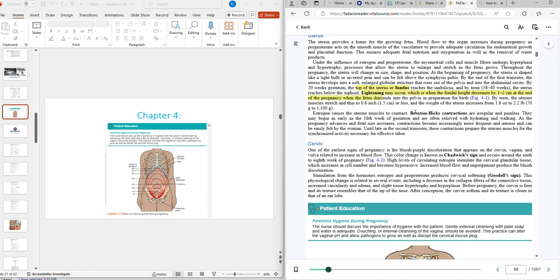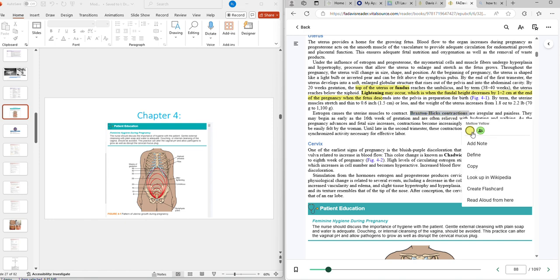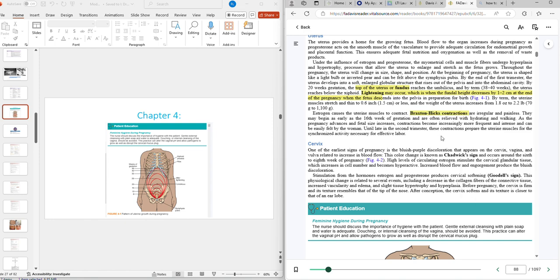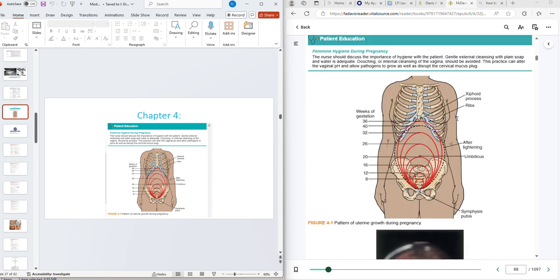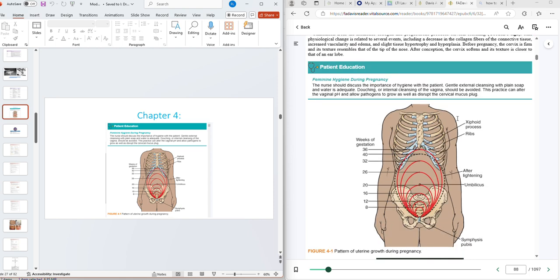Okay, Braxton Hicks are irregular, painless contractions. Don't think that that's real labor, okay? This is your body's way of getting ready for the real contractions. Then our cervix. We have what's called a Chadwick sign and a Goodell sign. So let's look at this picture here first, and then we'll look at the cervix, okay?